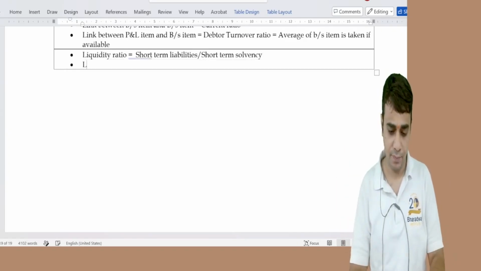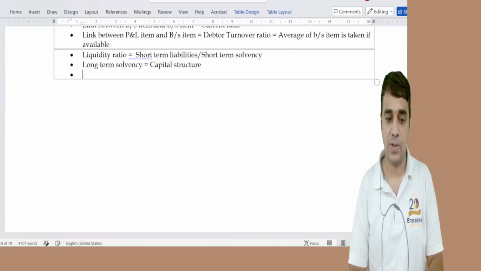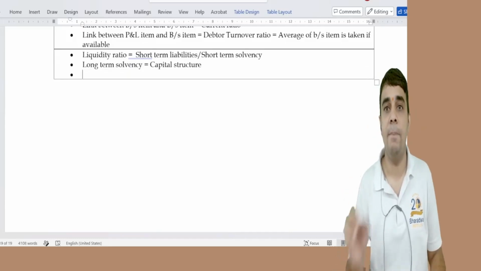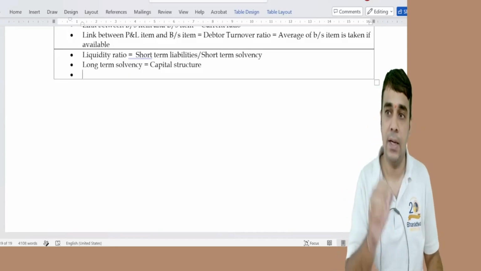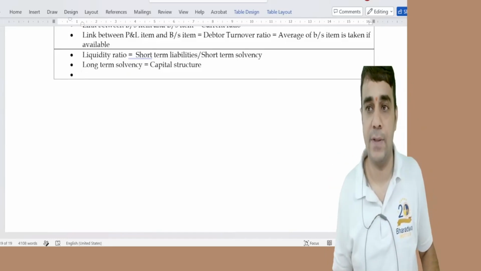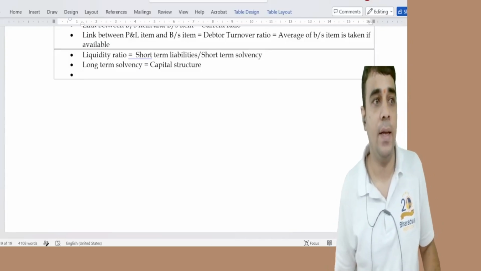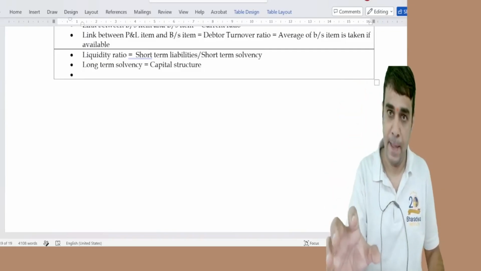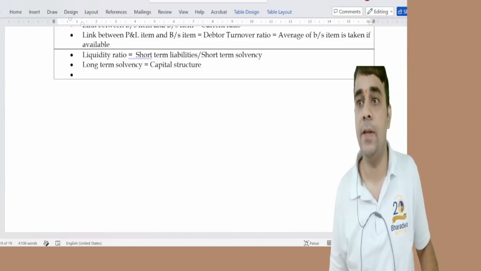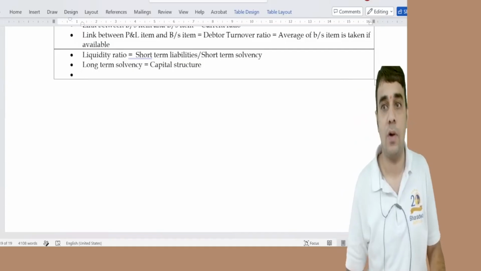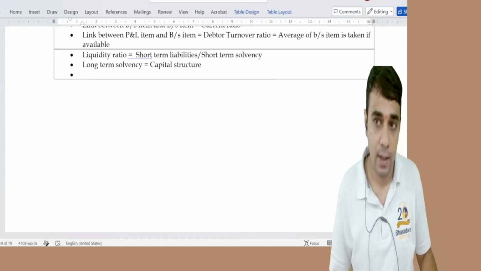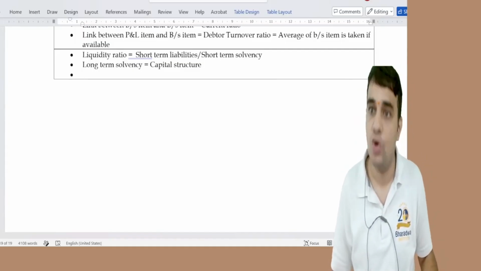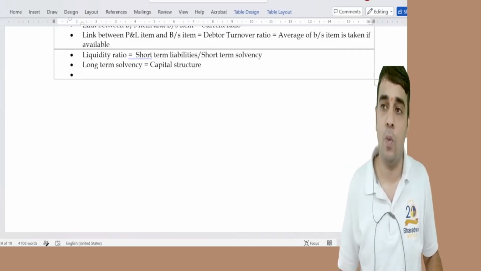Second is long-term solvency. It is technically called capital structure, which is basically the mix between debt, equity and preference. If you have a very high debt, you may start struggling with long term solvency. Long term solvency means over a longer period, maybe more than a year, you may go under winding up.